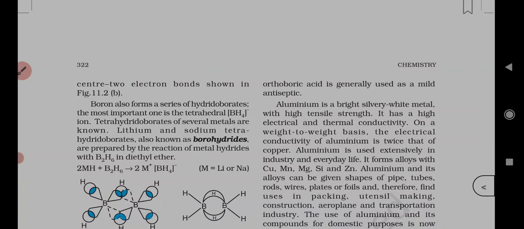So what will be the answer? Identify the incorrect statement. That will be the third statement: कि सारे नहीं बनाते, सिर्फ लिथियम और सोडियम ही बनाता है. तो यहाँ पे बनाना बॉन्ड बनता है.